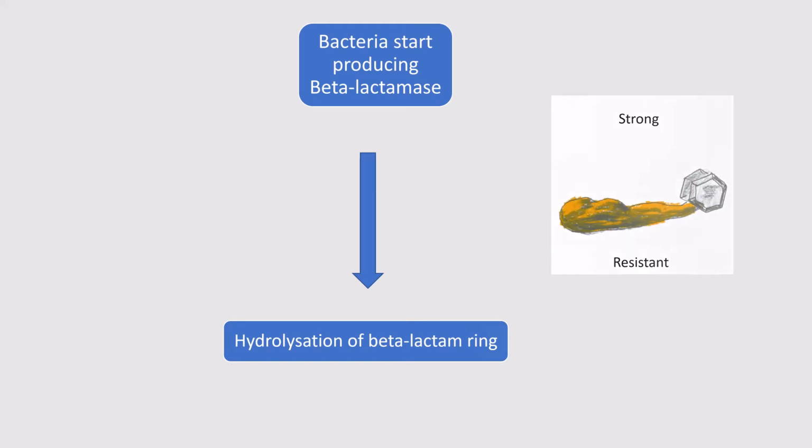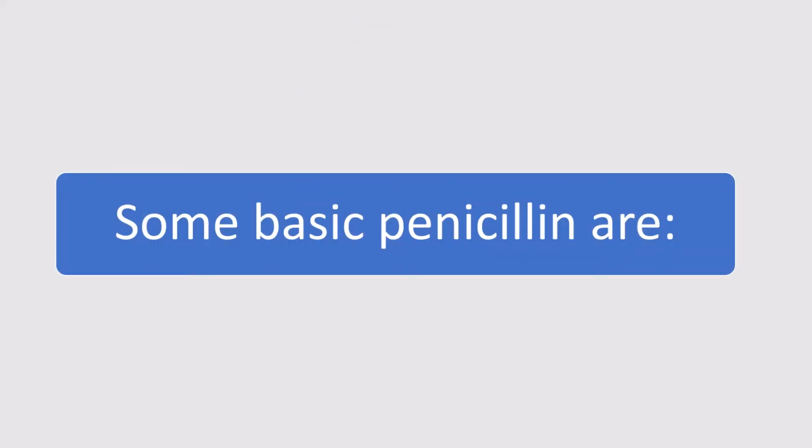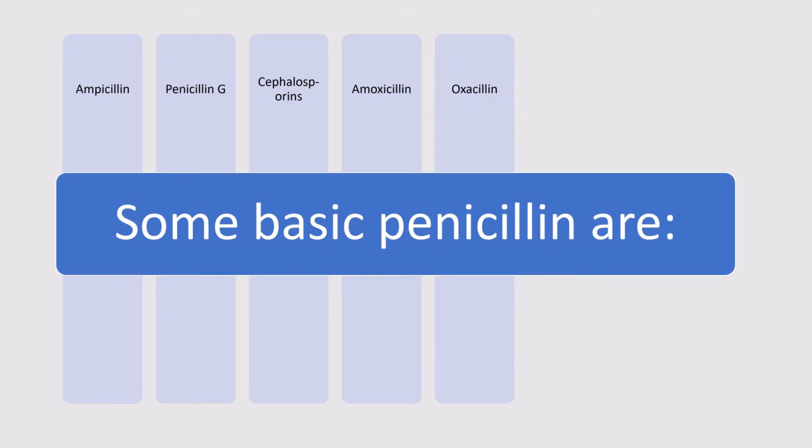Here are some common examples of penicillins like ampicillin, penicillin G, and cephalosporins, which are actually a subclass of penicillins because their working mechanism is the same as the penicillins and they are beta-lactam derivatives. Sometimes, however, they might be considered a separate class of antibiotics, but mostly they are considered a subclass of penicillins. Other examples of penicillins are amoxicillin, oxacillin, and many more.